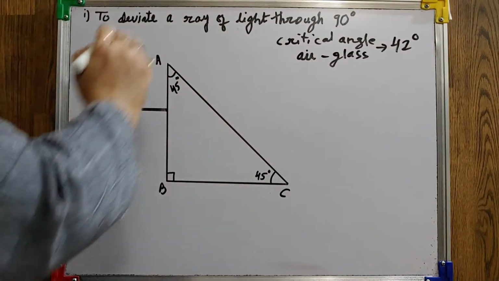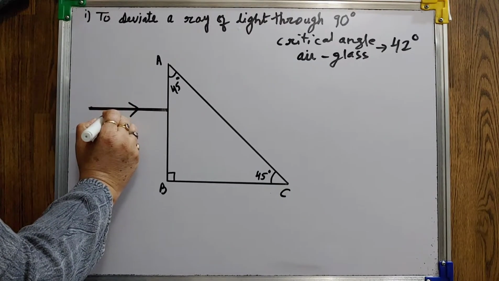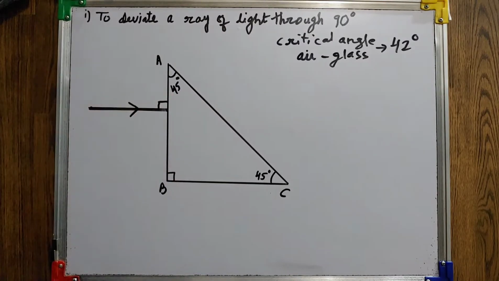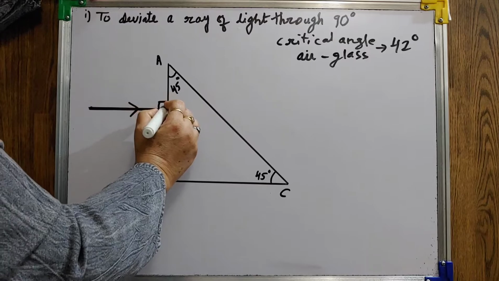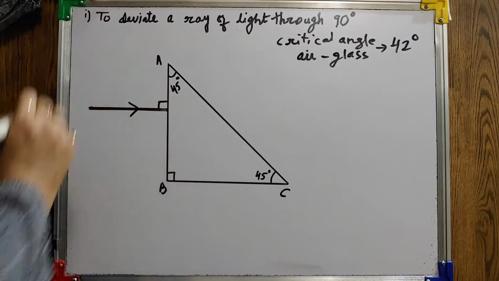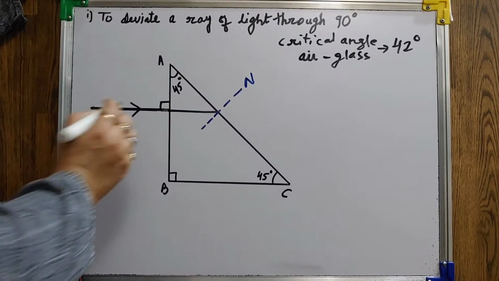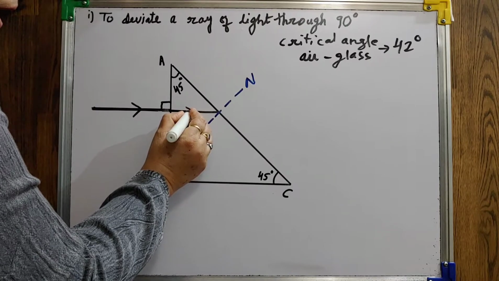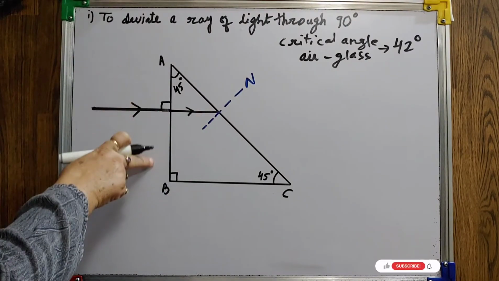Now I am deviating a ray of light through 90 degrees. This is my incident ray. It is perpendicular to the interface, so you know that it will remain undeviated. There is no refraction. Now see, this ray remains undeviated, since it was perpendicular to the face AB.